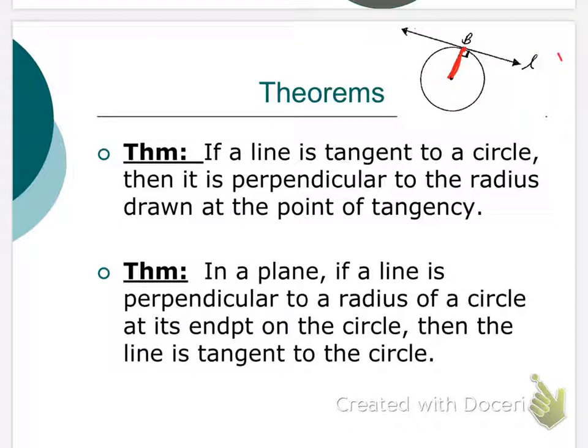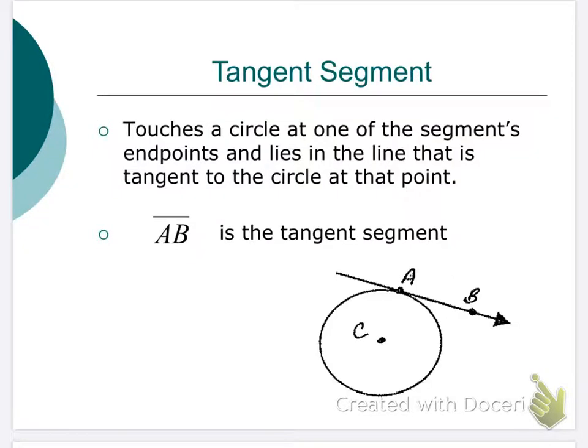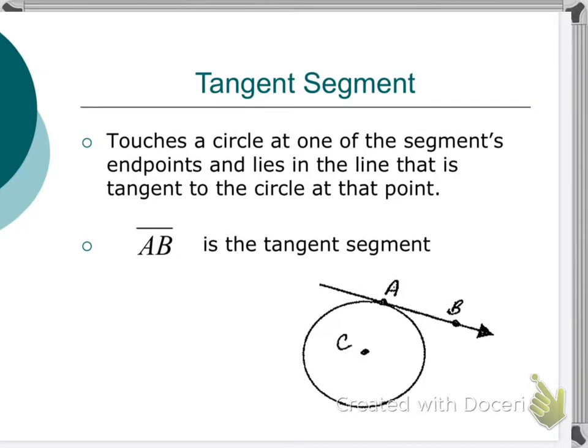And then the next one is theorem. In a plane, if a line is perpendicular to the radius of the circle at the endpoint of the circle, then it is tangent. So those are kind of converses of each other. So now if you see that it's perpendicular, and it's at the endpoint, then you know it's going to be a tangent line.